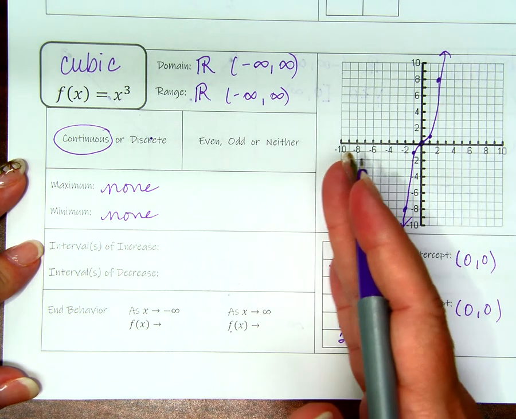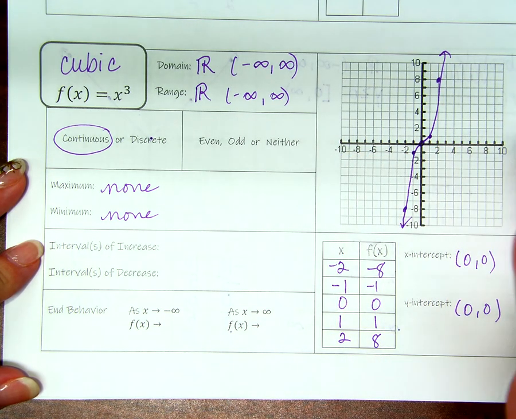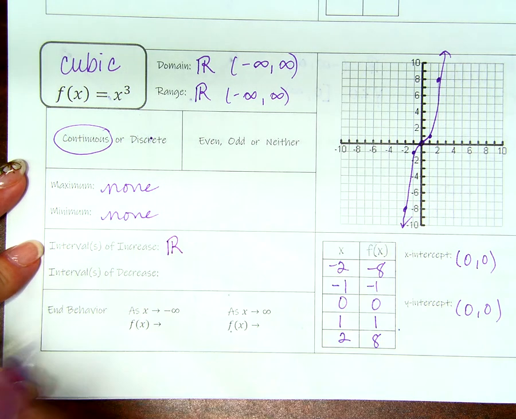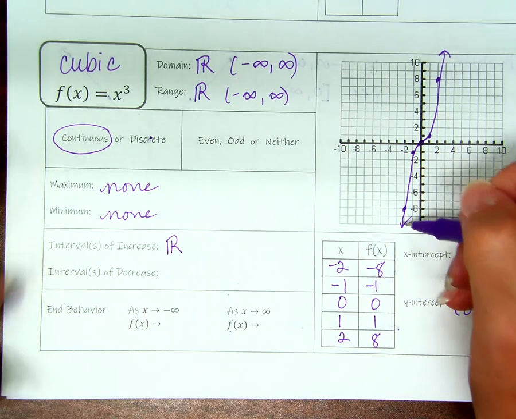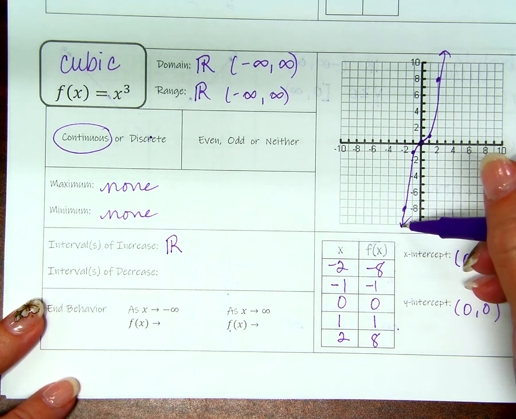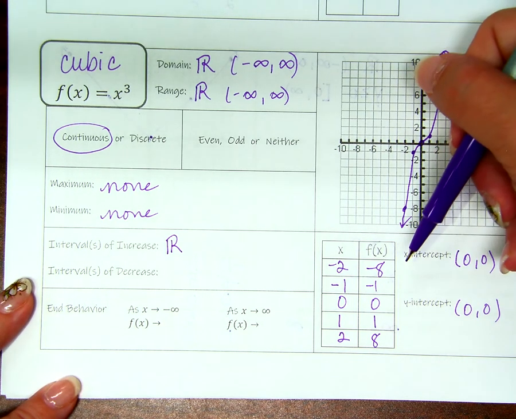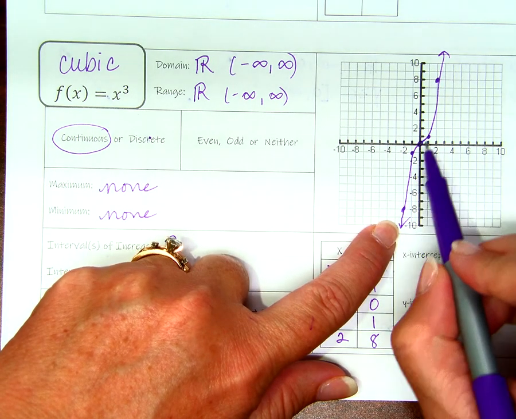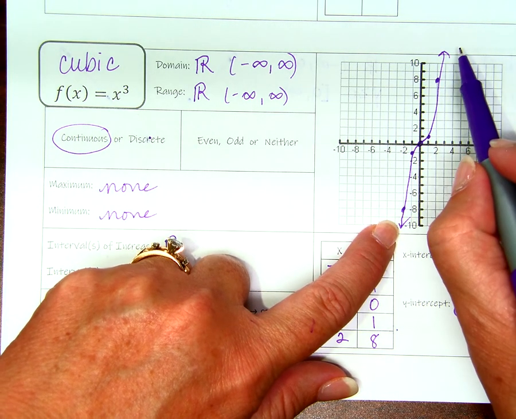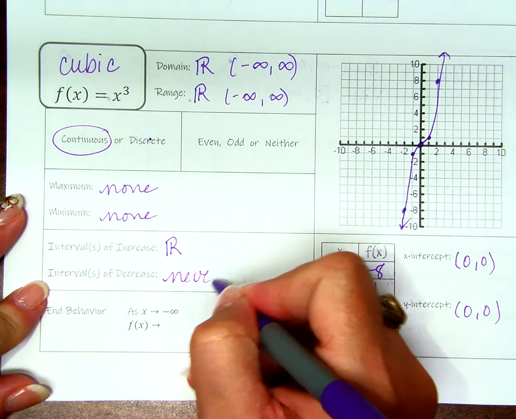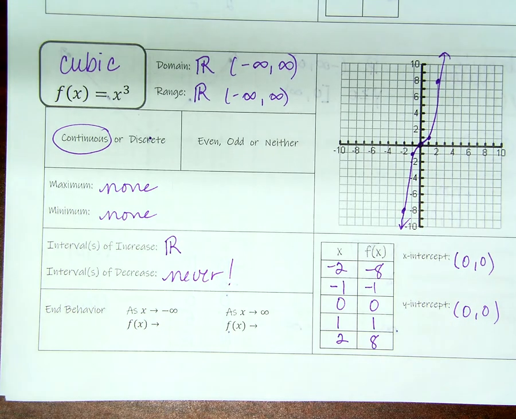If we're going left to right, where is it increasing? The confusing part for most people on that is the fact that I have a down arrow right here. So it looks like I'm going this way, right? But I'm talking about if I go from left to right, if I start on the leftmost point and travel to the right, where is it increasing? Everywhere, right? So where is it decreasing? Never. If it's increasing everywhere, it can't be decreasing anywhere.